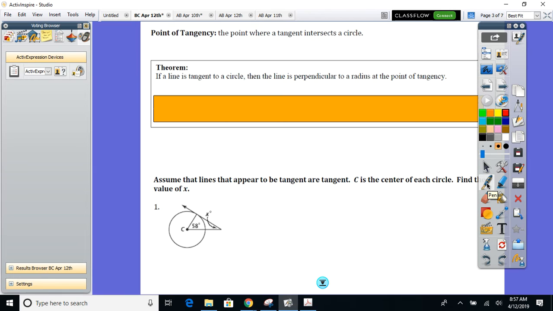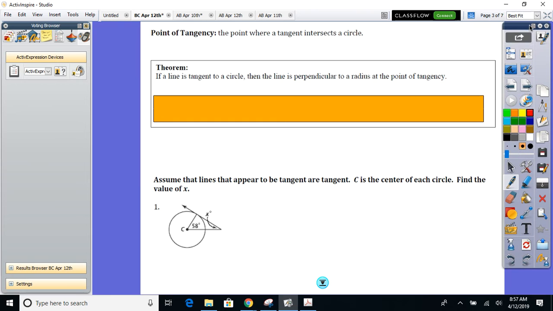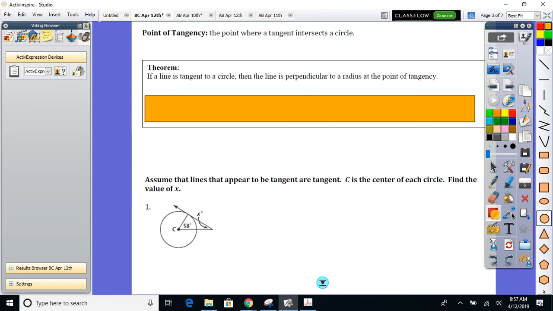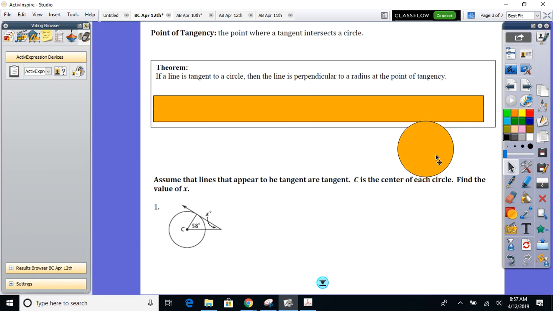There are some facts about tangents that you're going to have to know. What I'd like you to do first is find some room right below the box somewhere, or at the top, wherever you want to put it. I need a circle, please. I need you to put a center in your circle and label the center with a letter.